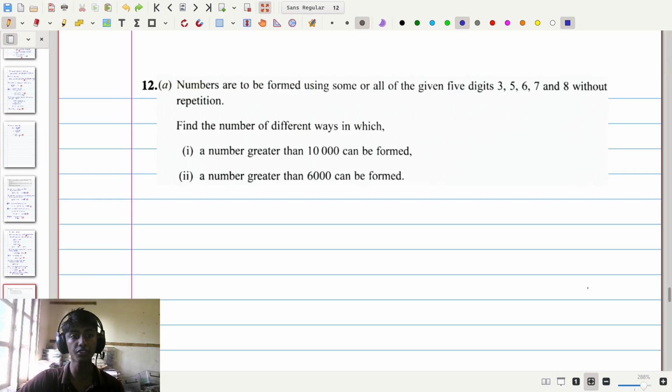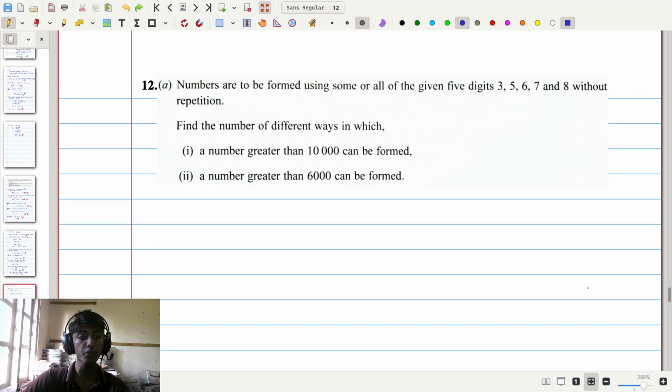The question says, numbers are to be formed using some or all of the given 5 digits 3, 5, 6, 7 and 8 without repetition. So basically, if you use one of the digits, you cannot use the same digit again in the same number. Now given that, they ask us to find the number of different ways in which a number greater than 10,000 can be formed, and then they finally ask us to find the number of different ways in which a number greater than 6,000 can be formed.